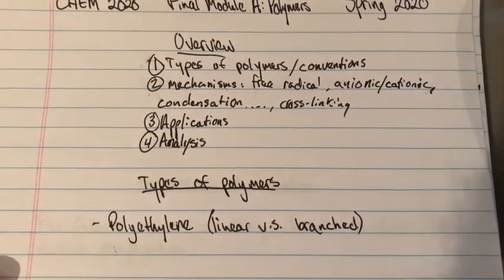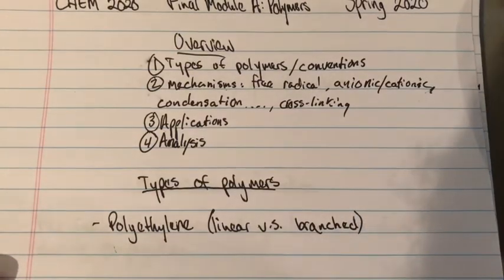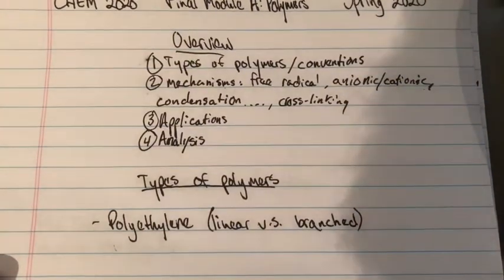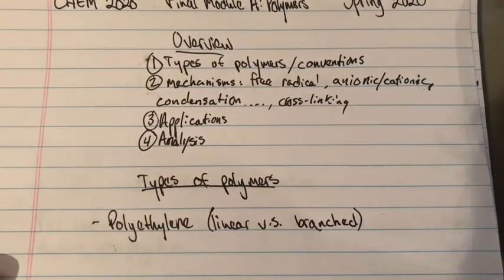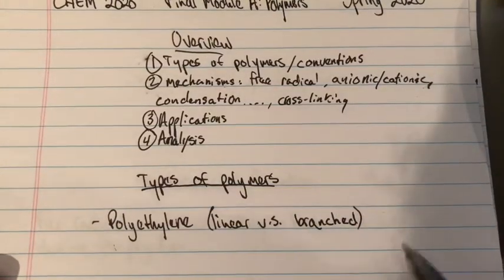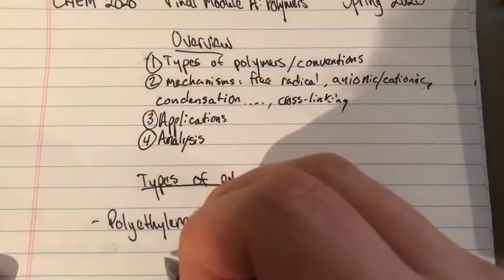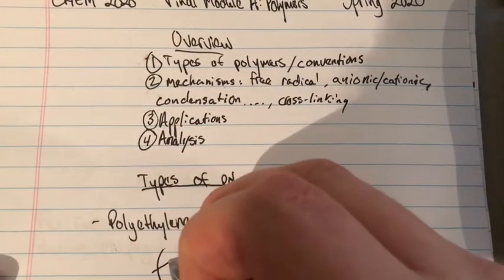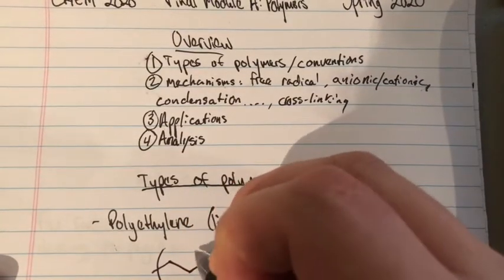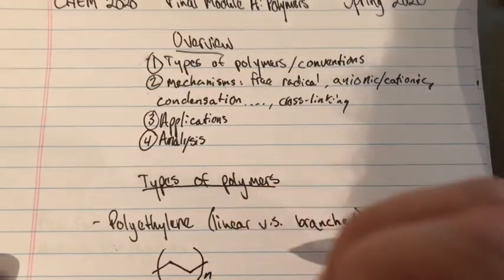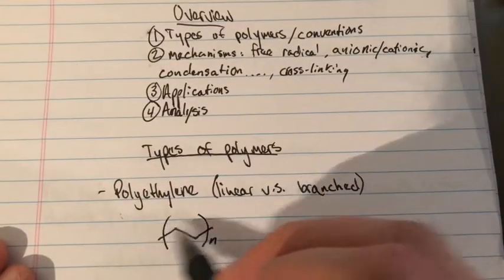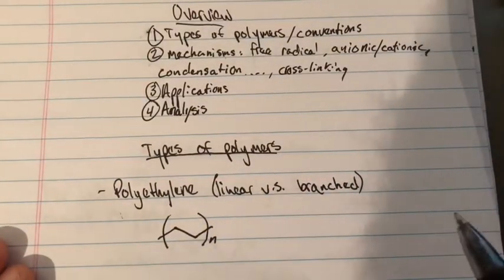So the first type of polymer we're going to discuss today is polyethylene. So it's sort of your generic, typical plastic. So linear is going to be very much in a straight line fashion.